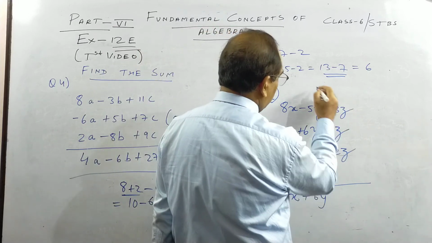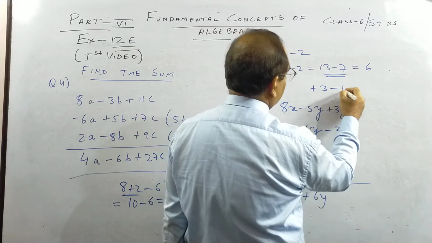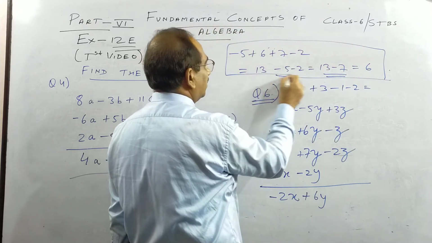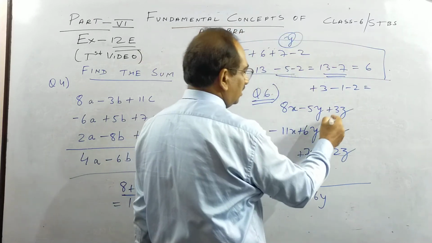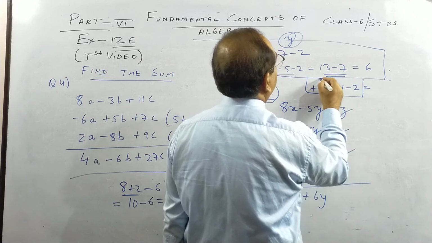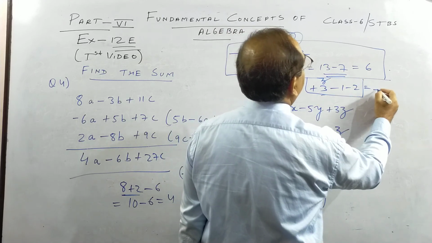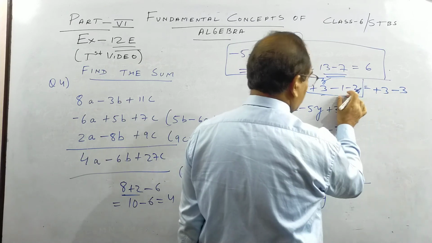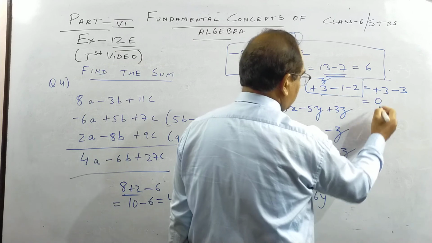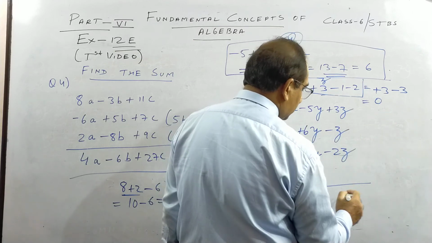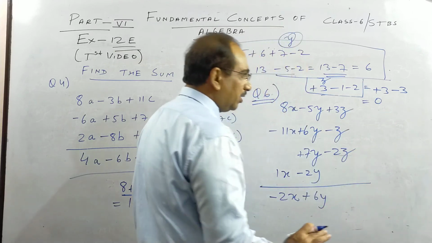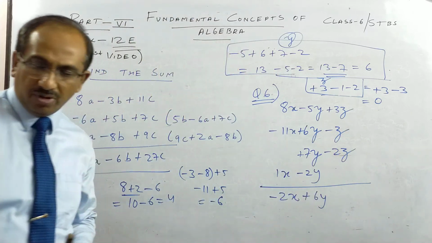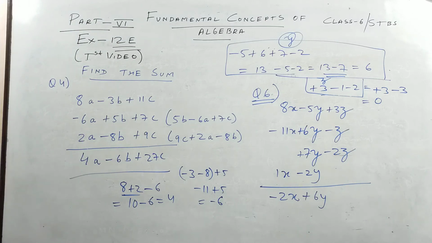And here you see again plus 3 minus 1 minus 2. This was the coefficient of y, and this is the coefficient of z. Minus minus will be added, their magnitudes will be added, and the sign will be minus, so you get 0. Here I get 0 plus 0z, but I don't write plus 0z or minus 0z. 0 we don't write. So your final answer for question 4 is minus 2x plus 6y.